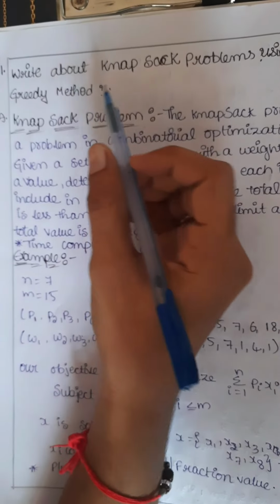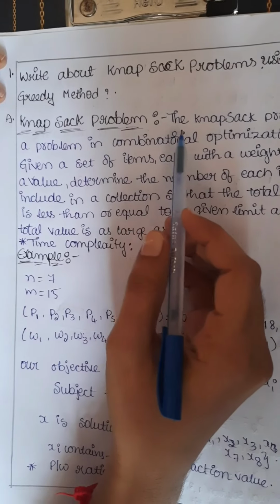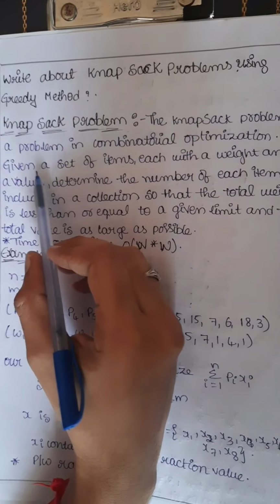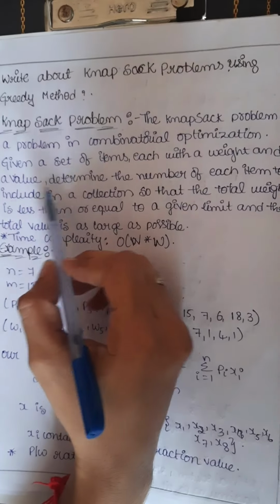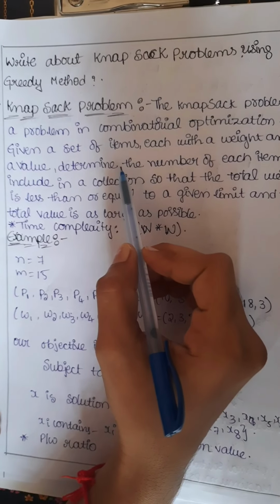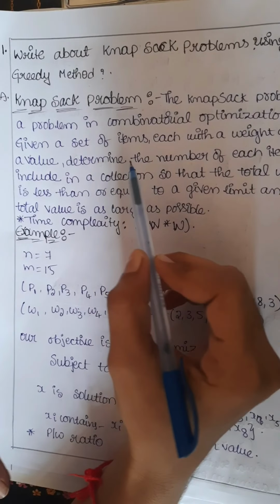Now I want to tell about the knapsack problem using the greedy method. The knapsack problem is a problem in combinatorial optimization. Given a set of items, each with a weight and a value, that means we have to give a weight and the value, and in the question we have to give the maximum weight also.